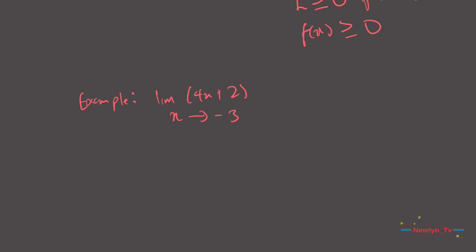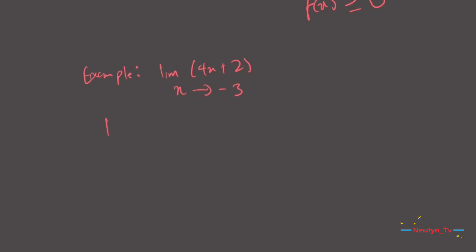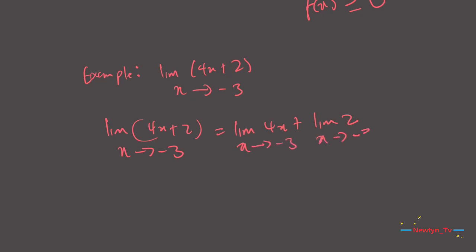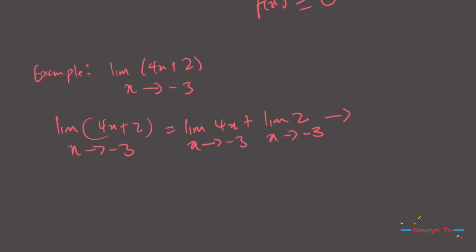Okay, so the limit of 4x plus 2 as x approaches -3 should be equal to the limit of 4x plus the limit of 2, for each of them x approaches -3. What we did here is apply the sum law.